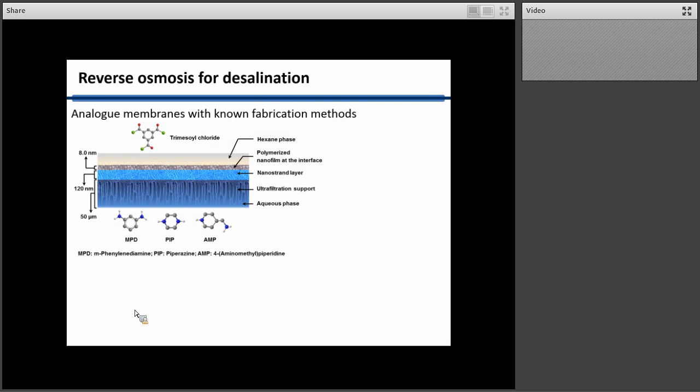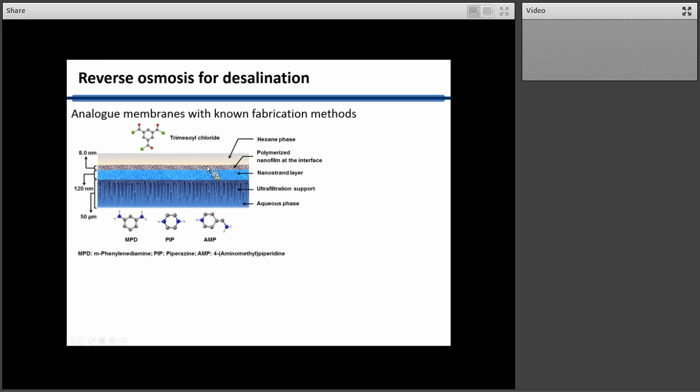And what we did in order to do that was to take a rather unusual fabrication technique, which was known in the literature but not widely used, and that was to make cadmium hydroxide nanostrands. And we use these in a layer here, so we filter a very smooth, flat layer of cadmium hydroxide nanostrands on top of an open ultrafiltration support. And we soak this layer here with an aqueous solution of amines. And then we contact that with a hexane solution of trimesoyl chloride, and we get a polymer nanofilm forming at that interface.